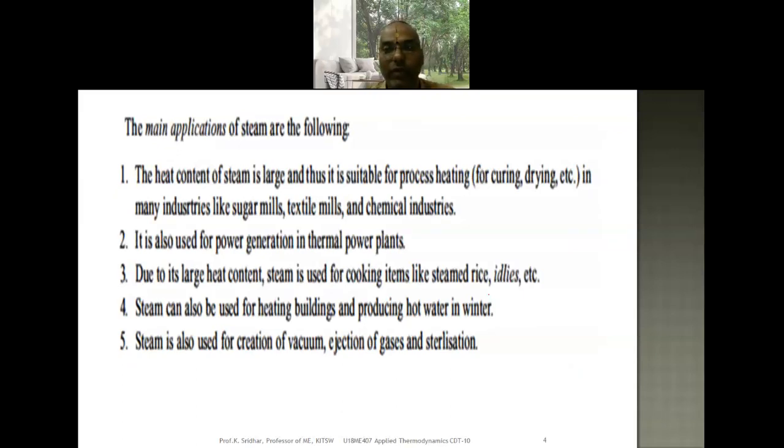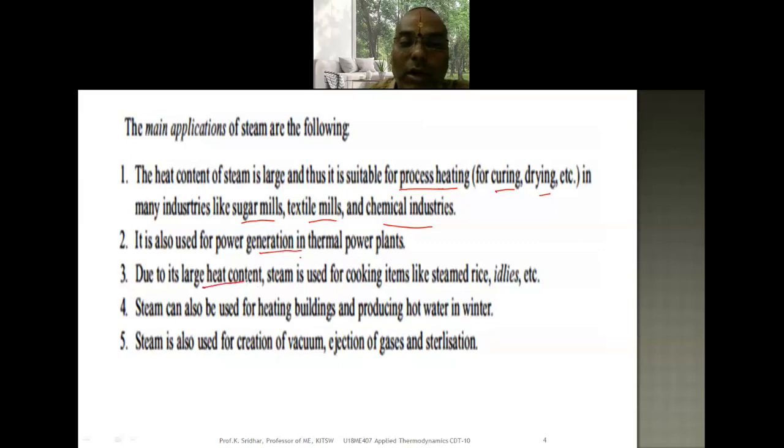What are the main applications of steam? That is, why do we generate steam in the steam boiler, and where is it useful? It is useful for process heating, like curing and drying applications in many industries like sugar mills, textile mills and chemical industries, and almost any process industry requires steam. It is also used for power generation in thermal power plants, because without steam we cannot produce any power in thermal power plants.